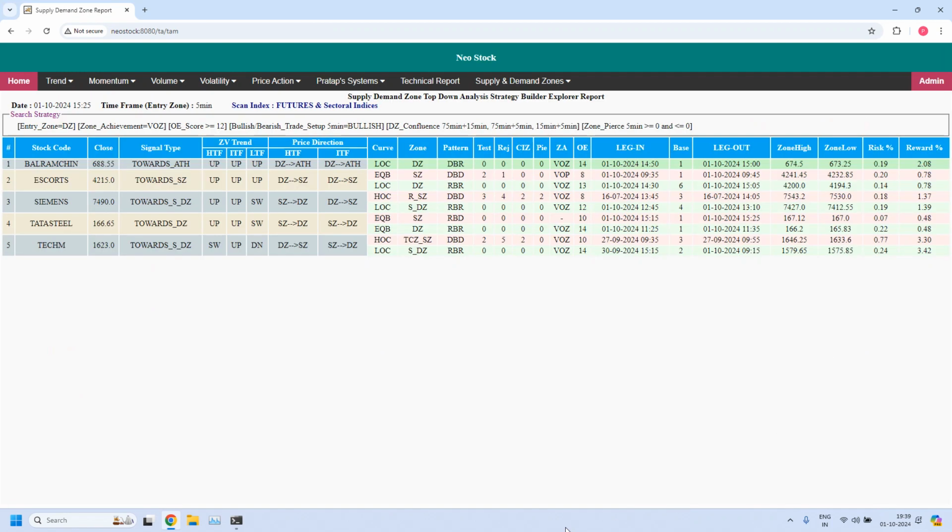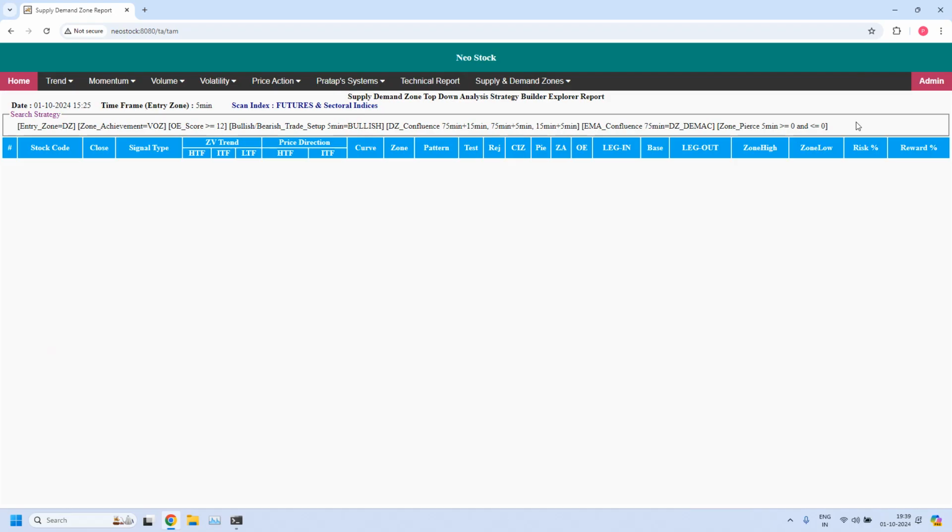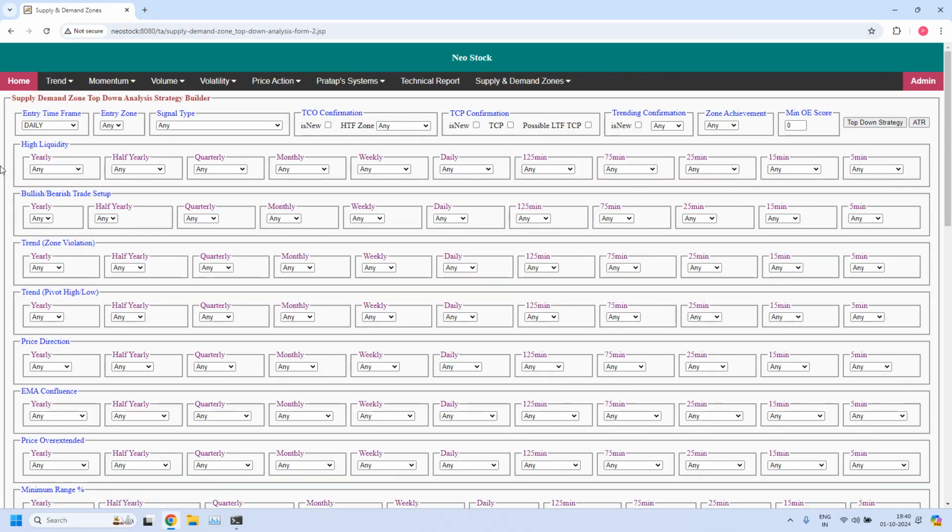All these 5 stocks are currently bullish trade setups for hourly income trade, and also the 5 minute zone is part of the 15, both together again part of the 75 minute zones. And except the last one, remaining all are having uptrend. Let's verify whether any of these 75 minute zones are having daily EMA confluence. So in the EMA confluence at 75 minutes time frame, I am looking for 75 minutes demand zone with daily EMA confluence. So no stocks are filtered. That means they don't have EMA confluence.